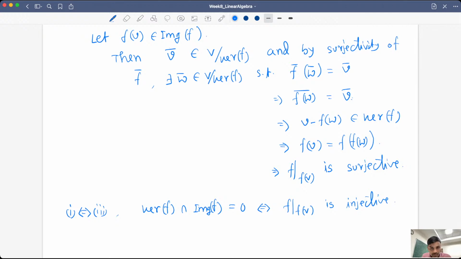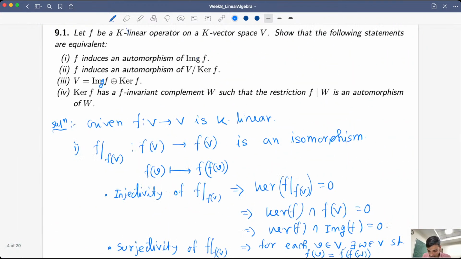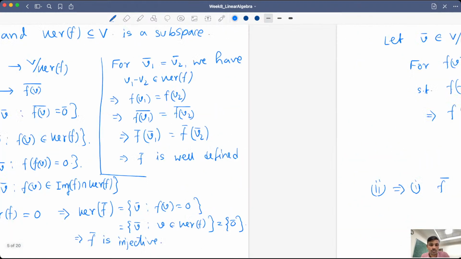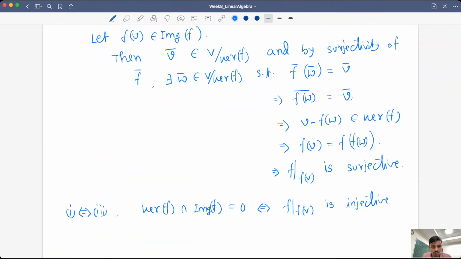And the other thing is for the surjectivity. For the surjectivity I know that for each V there exists W such that FV equals F of W, right? So if I pick an element V belonging to V, I should be able to write this as an element of image F plus kernel F.